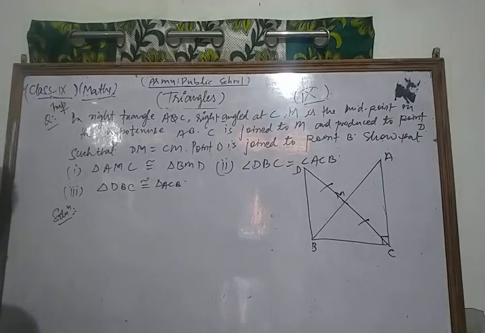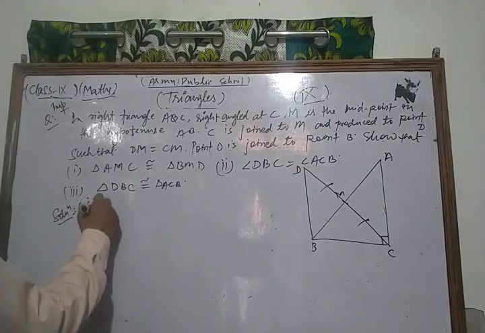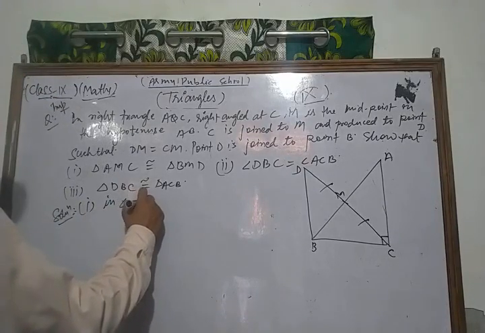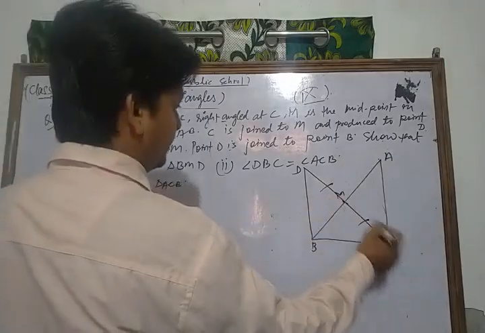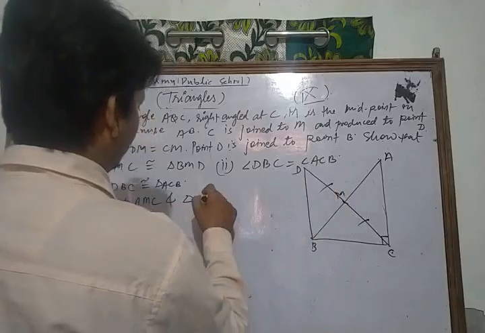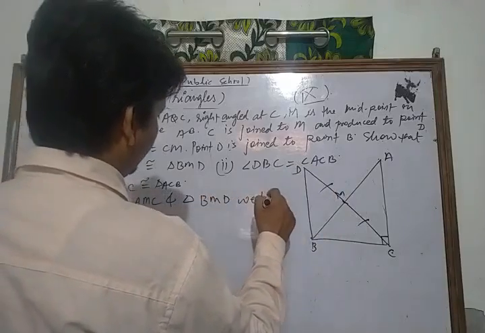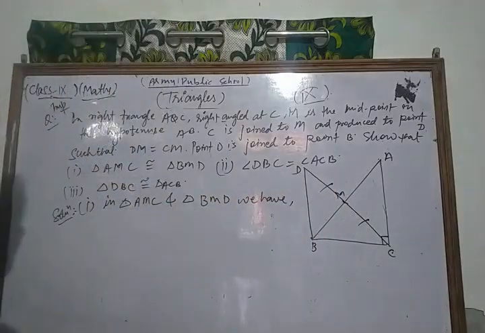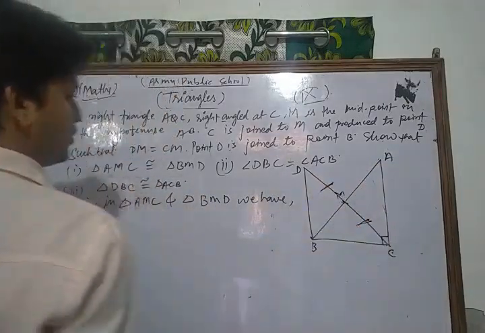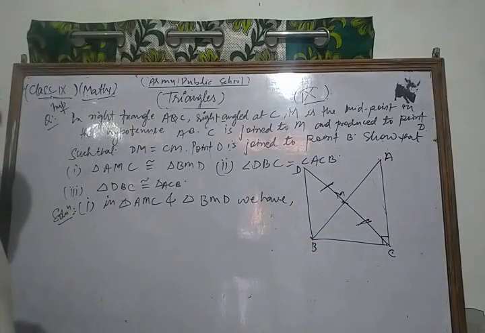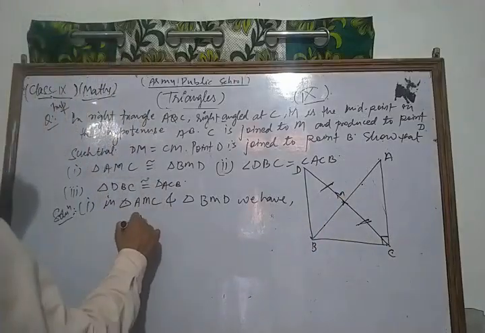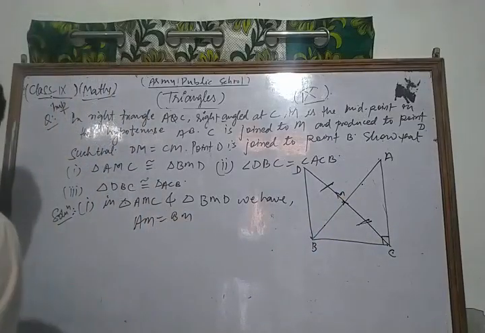So now the solution. We take the first part. In triangle AMC and triangle BMD, we have CM equal to DM. It is clear, everyone? Also AM is equal to BM, because M is the midpoint. So AM is equal to BM.